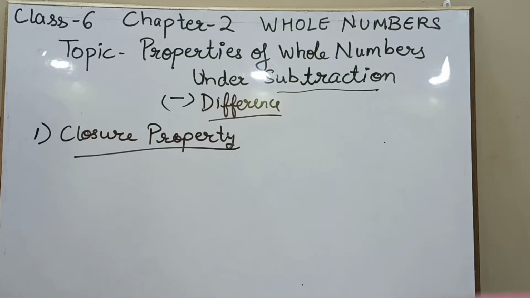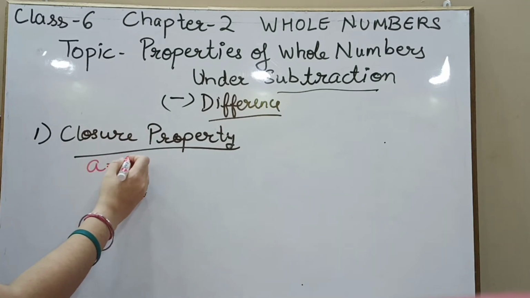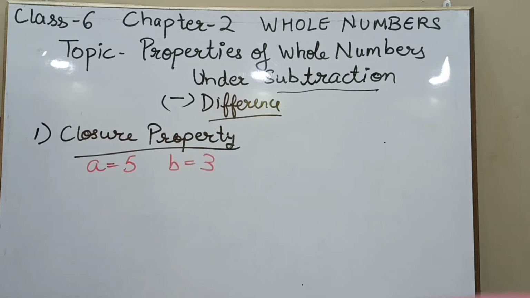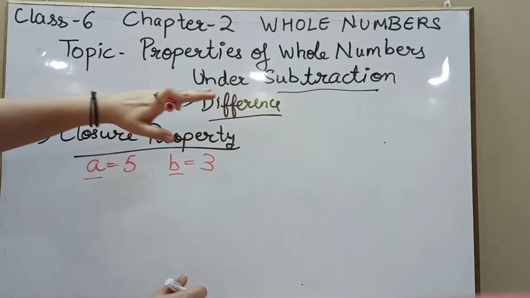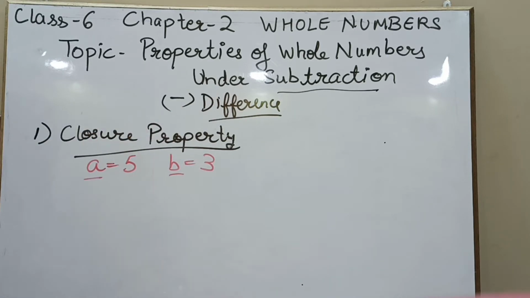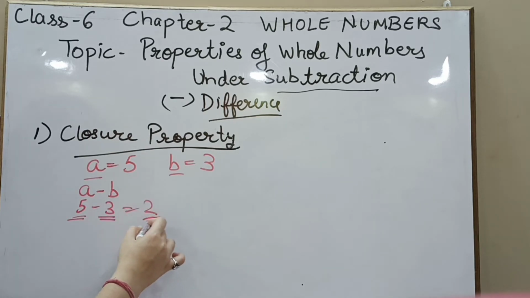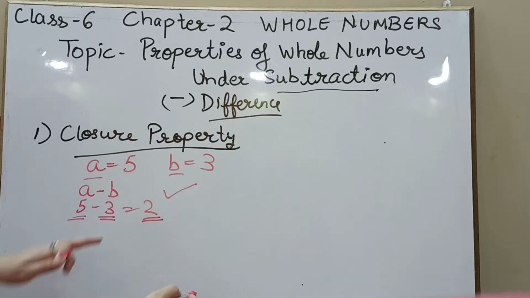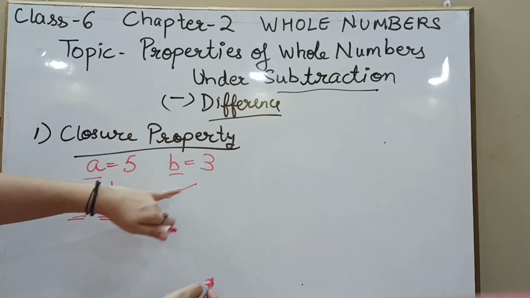If I take two whole numbers, let the whole numbers be a as 5 and b as 3. Now a and b are random numbers, the values that I have taken. Now I am checking whether this property is validated under subtraction or not. This property says that if we subtract two whole numbers, the answer should always be a whole number. Now let's check it out. If I do a minus b, 5 minus 3, the answer is 2. This is a whole number, this is a whole number, this is also a whole number. So the property is true when we took a as 5 and b as 3.